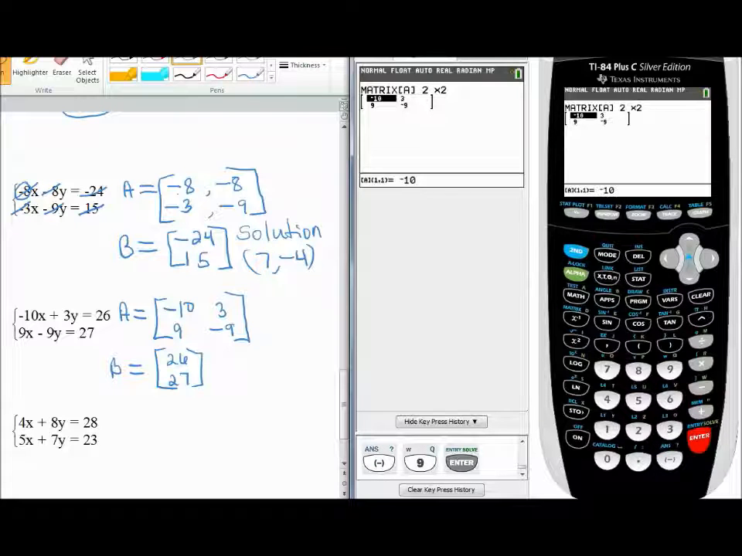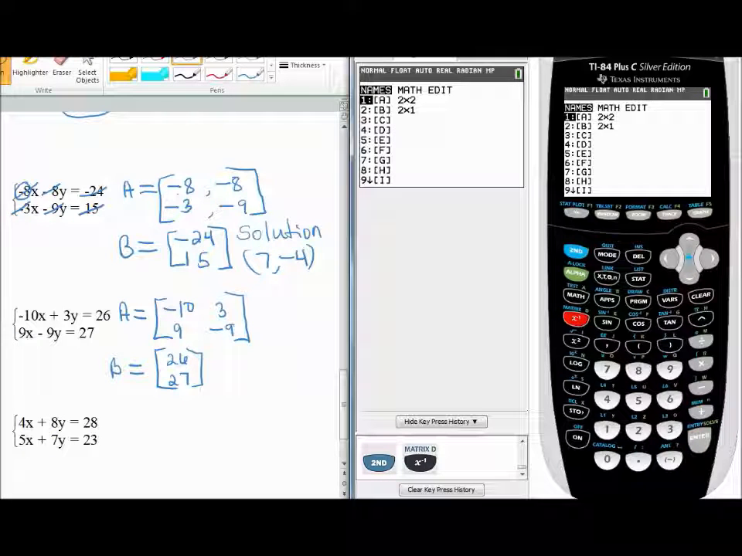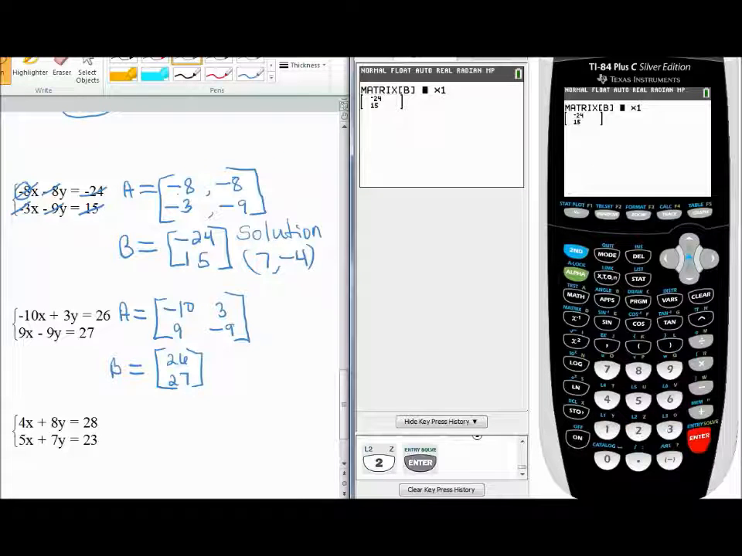Once I get A in, I go back to second matrix and plug in the data for matrix B. It's already a 2 by 1. That's exactly what I need. And the entries here are going to be 26 and 27. Enter. Now I'm ready to go to my home screen so I can let my handy dandy calculator calculate my information for me.